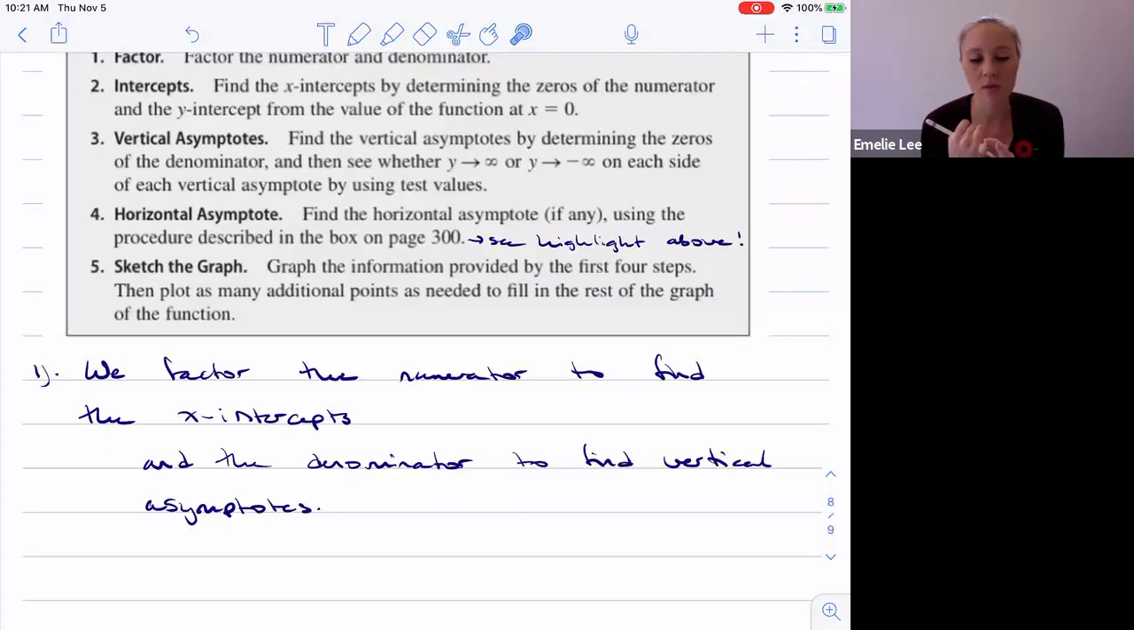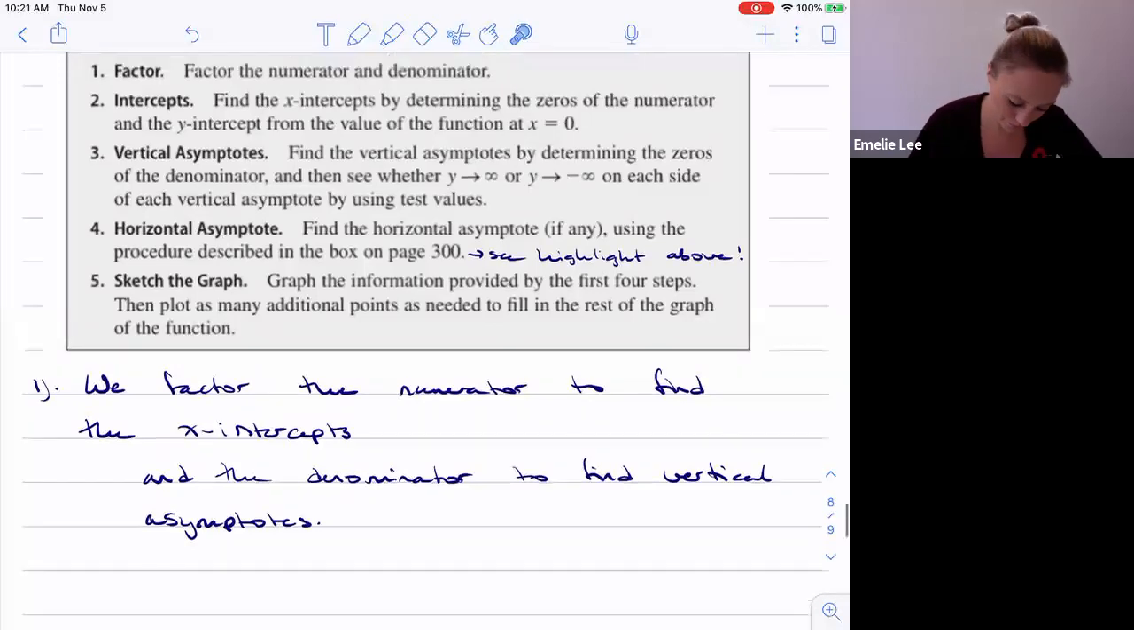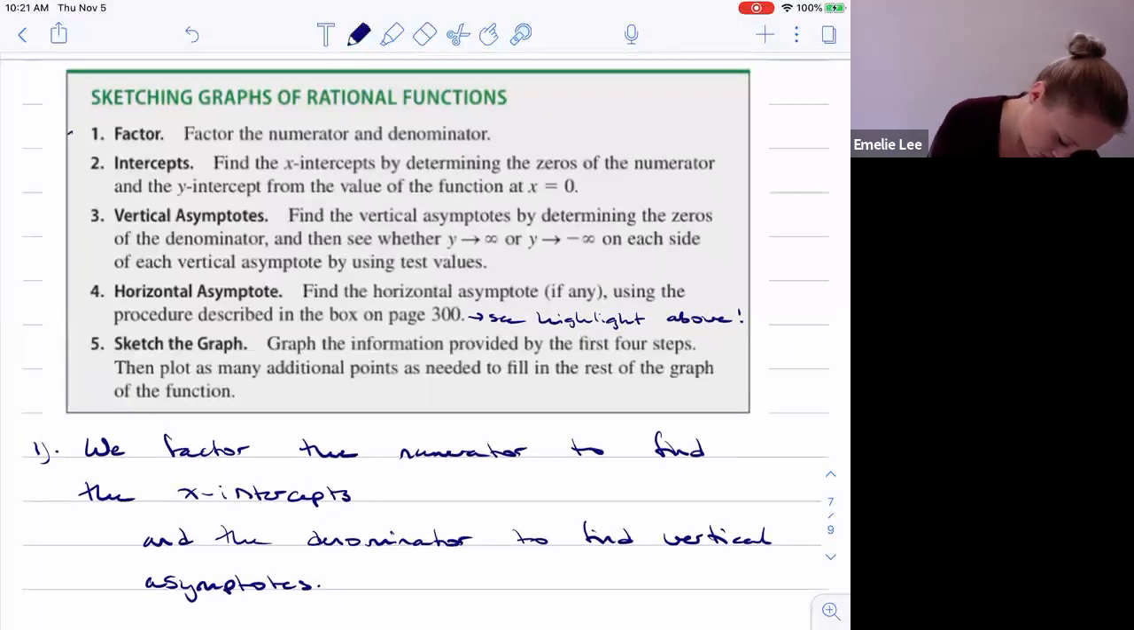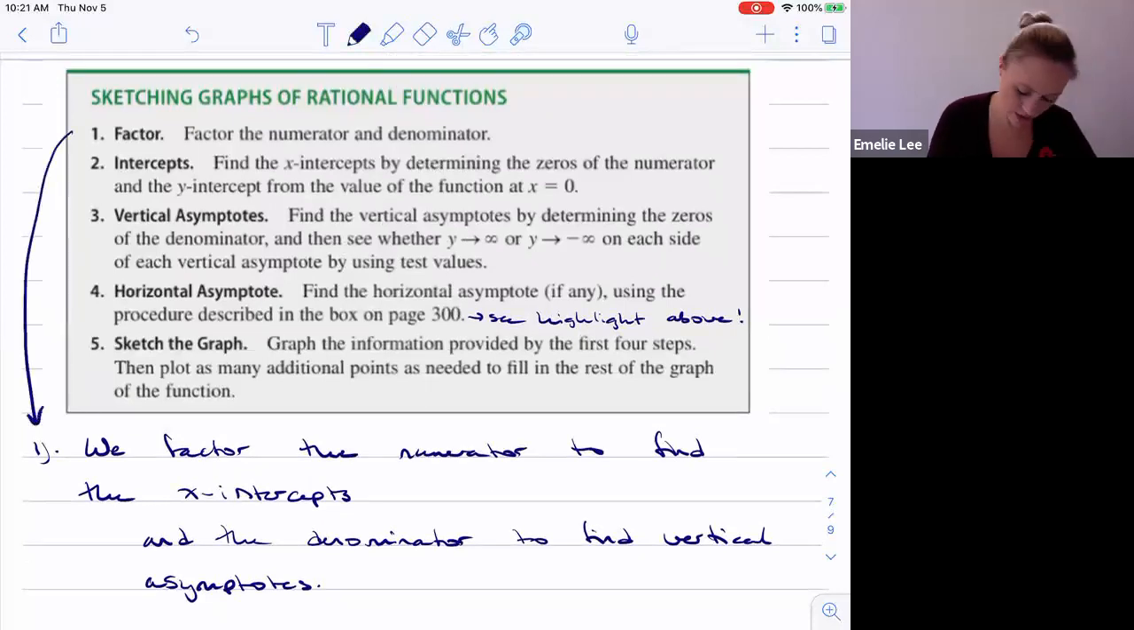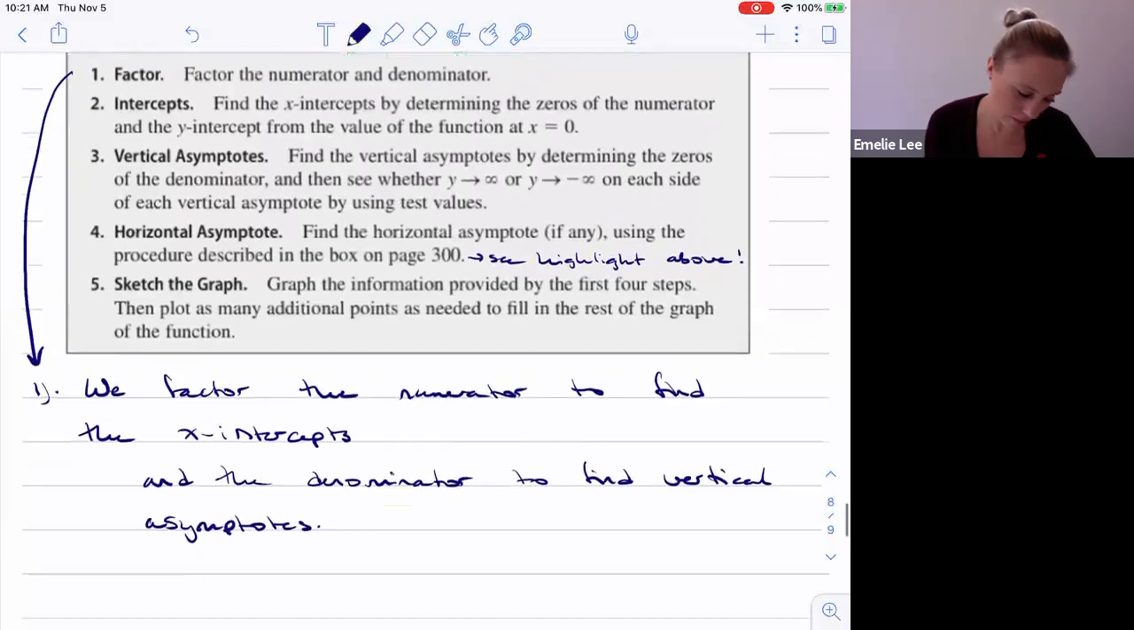But it's going to be really useful to know where these asymptotes are, where the x-intercept and the y-intercept are. And I'll admit some of these can be really tricky, but that's why you have to use Desmos to just kind of confirm what you've done. Okay.